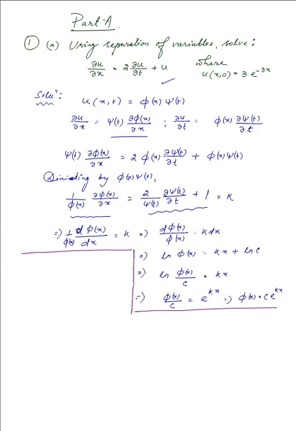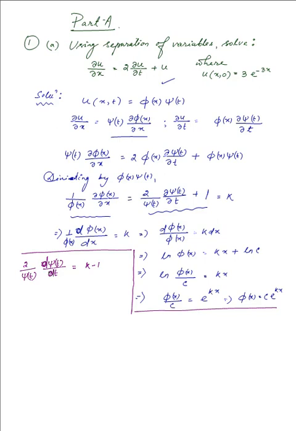So for that, what we get is 2 over psi t, no, 2 over psi t del psi t over del t, and the 1 can be taken to the other side, so we are having k minus 1 on the other side. Now because the variables have been separated, it's apt to take the complete derivative instead of the partial one.